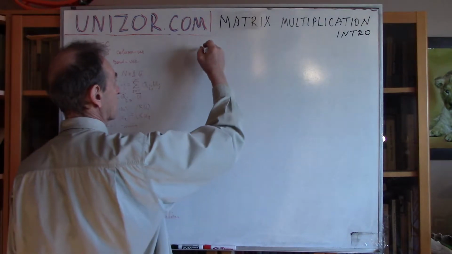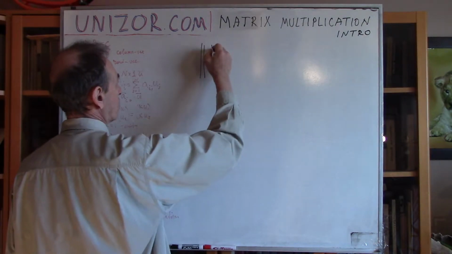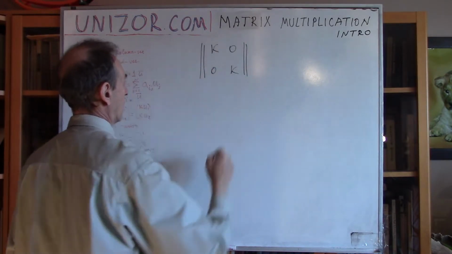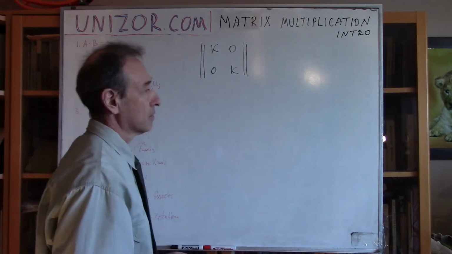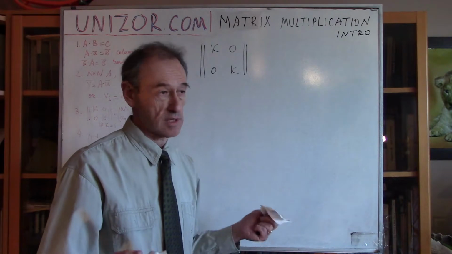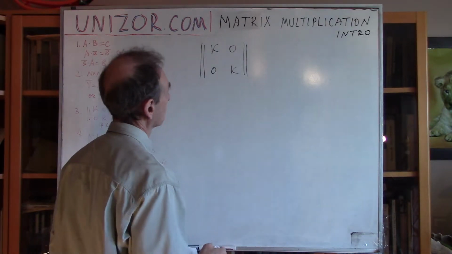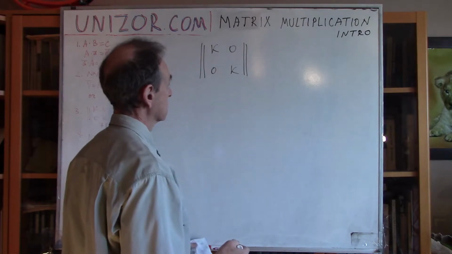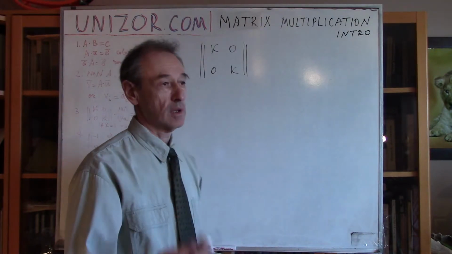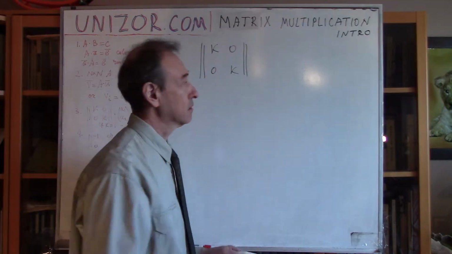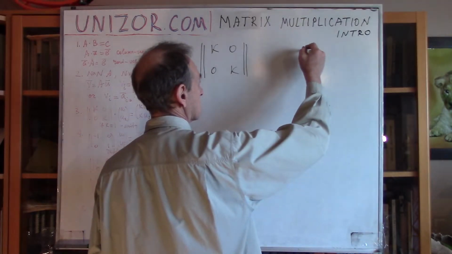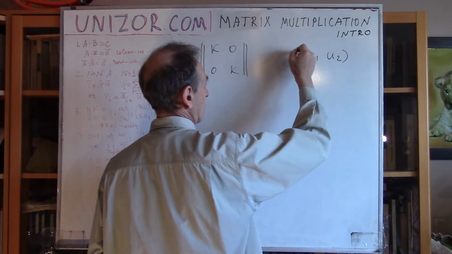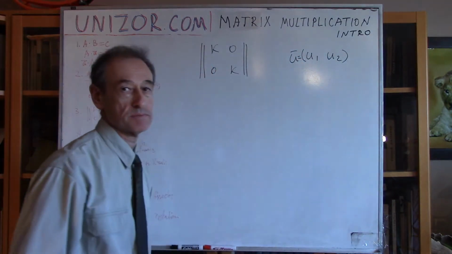Let's take the matrix 2 by 2, which looks like this, where k is some number. Doesn't matter what it is, just some real number. And I would like to multiply this by a vector. Now the vector is any vector, u1, u2, and see what happens.